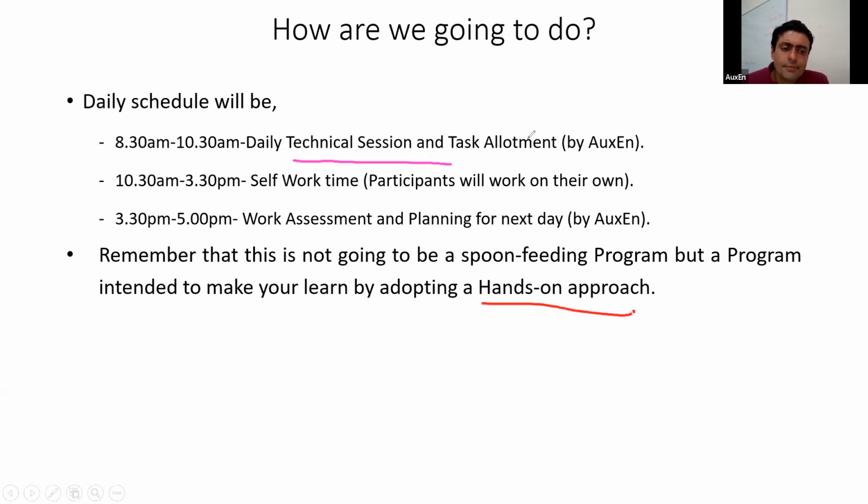So we expect you to devote some time to do what we are asking you to do. Only then you will learn. Unless you do it yourself, it will be difficult for you to understand. So it's less on spoon feeding. Of course, we will tell you what needs to be done. Of course, we will discuss the theoretical aspects also, but we expect you to devote time in whatever we are telling you to do. Okay, that is very important.